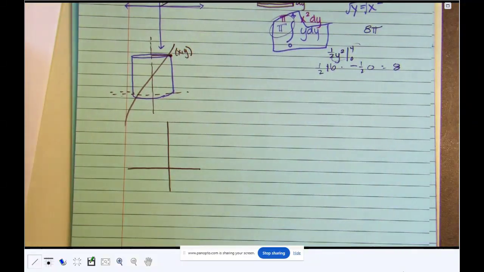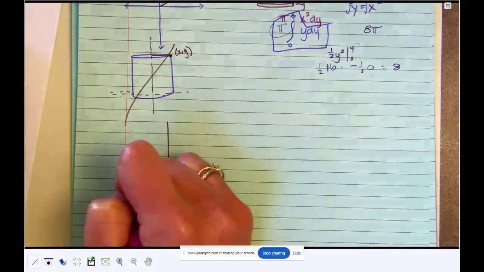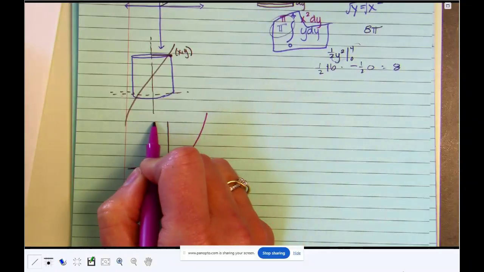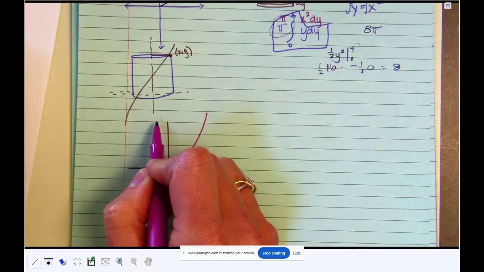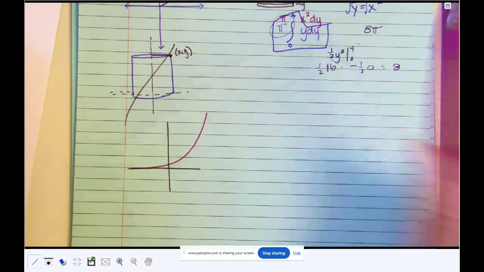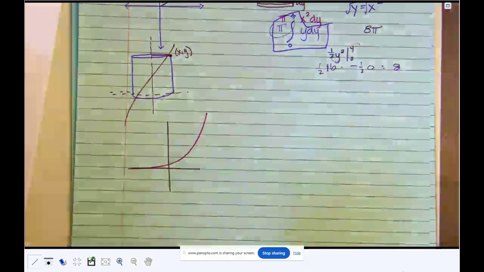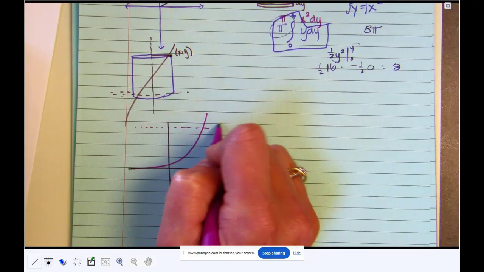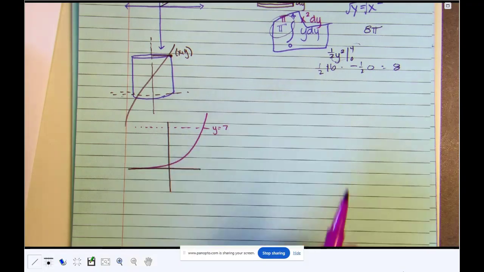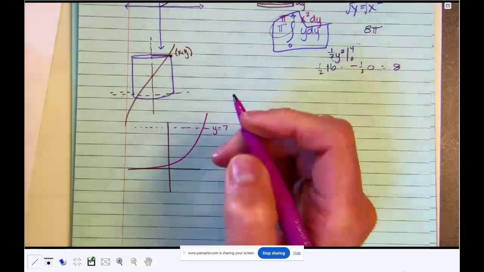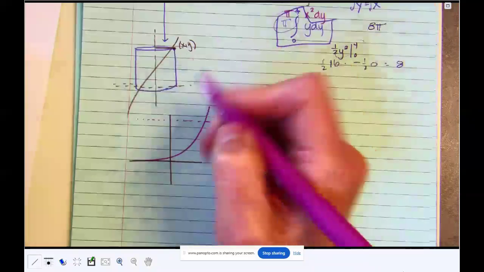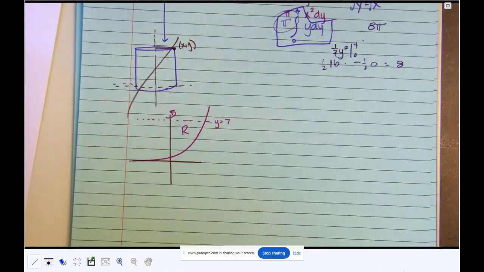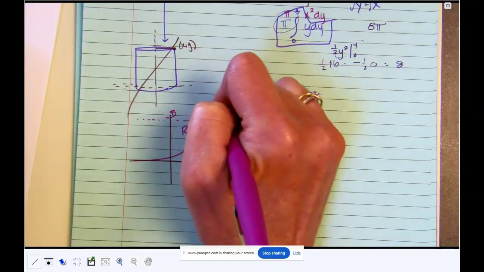Y equals e to the x. And the line y equals 7. It's gonna be big. Oh, maybe not. We're gonna take this area and rotate it around the y-axis again. This is y equals e to the x.